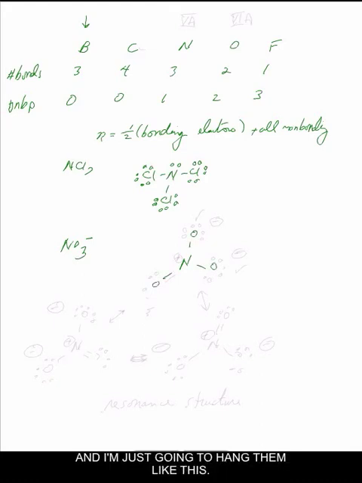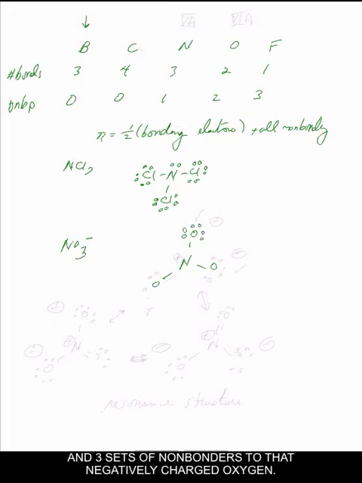I also see I have 1 negative charge, and I'm supposed to have remembered that if I have a negatively charged oxygen, inevitably it means that I have 1 bond and 3 sets of non-bonders on that oxygen. I'm now in a situation where I might say, well, I want 1 more non-bonding pair for nitrogen, but notice I've got 2 oxygens with a real problem here. So I might analyze this in this way.